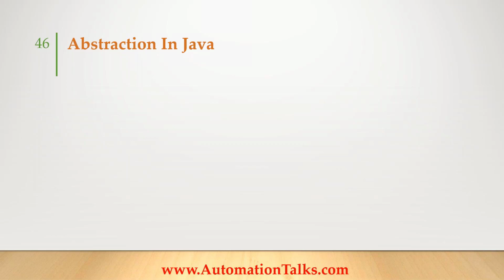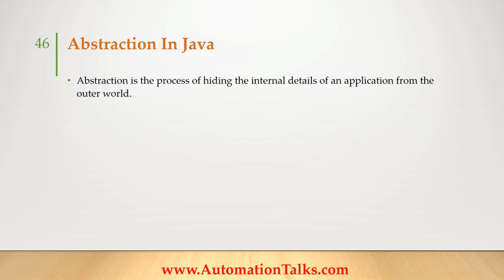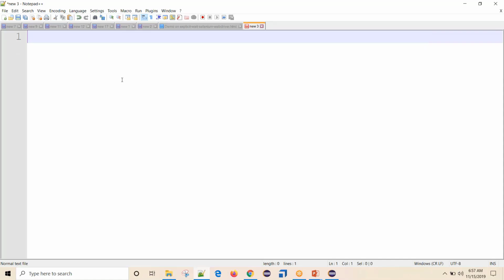Now what is abstraction? Abstraction is the process of hiding internal details of the application from the outer world. Let us take one example. You have a car.